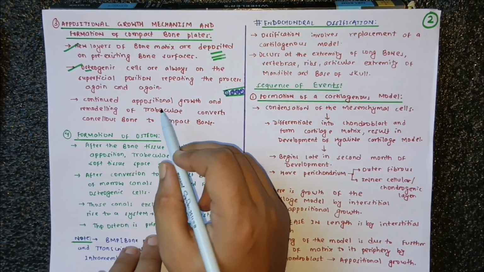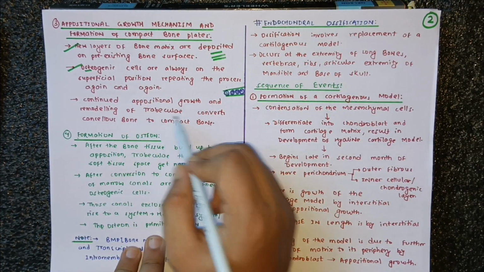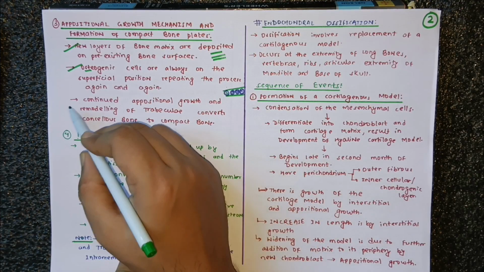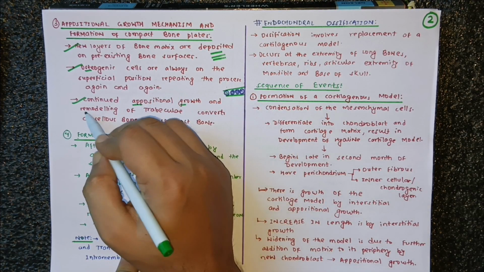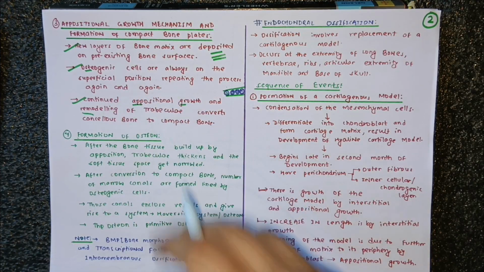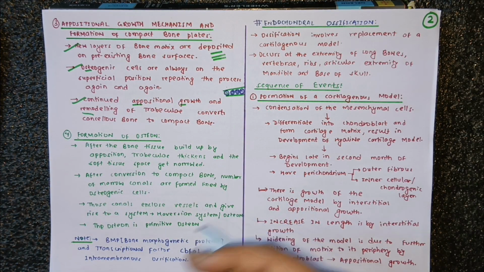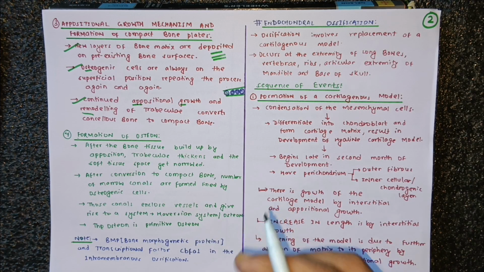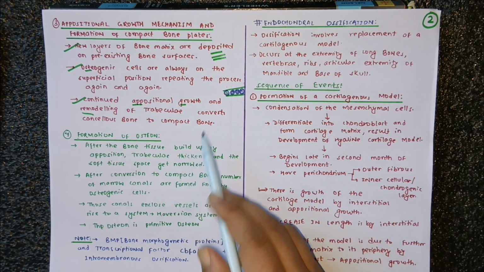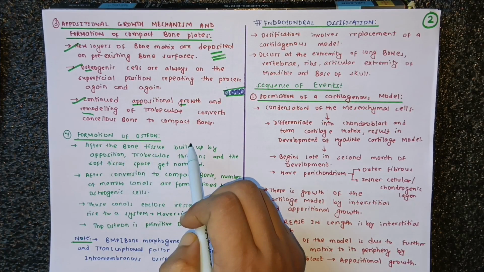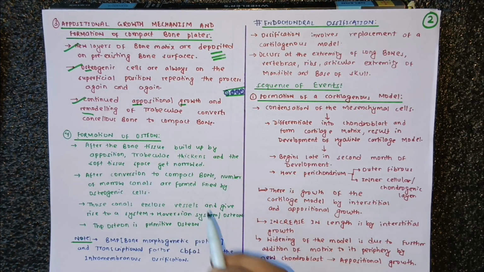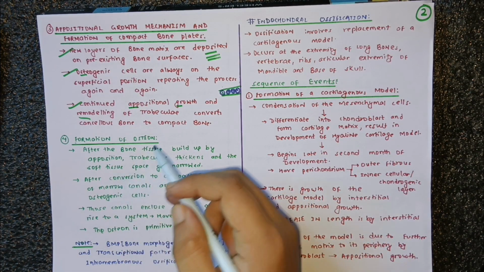After that, continued appositional growth and remodeling of the trabeculae converts the cancellous bone to the compact bone. Continuous appositional growth is there, and also there is remodeling. Sometimes during mineral formation in the bone, we need remodeling too, to give a proper shape and structure. So remodeling of the trabeculae converts the cancellous bone to the compact bone. Our fourth step is the formation of the osteon.